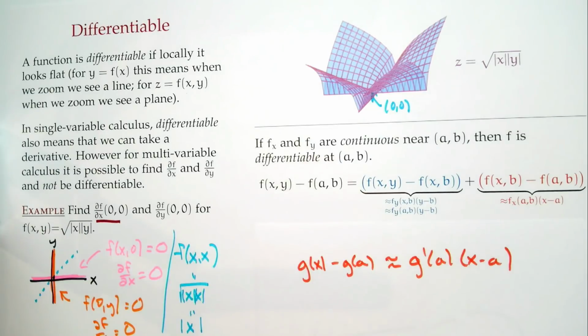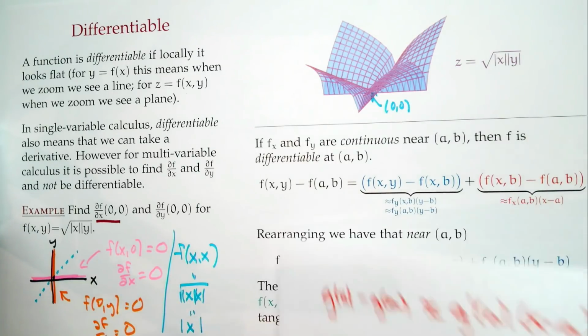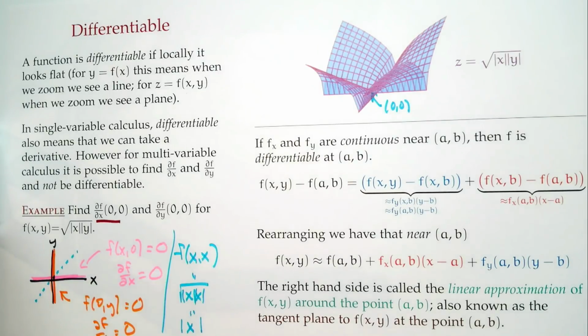Instead of evaluating the partial derivative at the point x comma b, I'm going to evaluate it at a comma b. And I'm okay to say it's about the same. And this idea of approximation comes from the idea of my function's continuous. So now we put it all together, and lo and behold, we get the following.